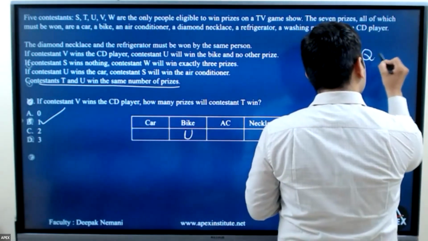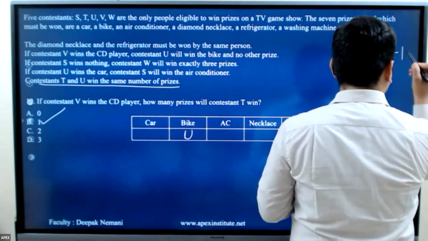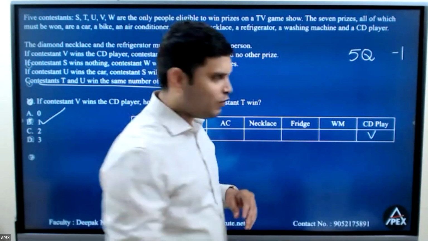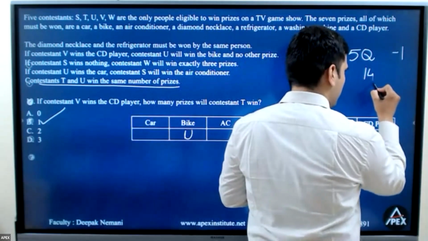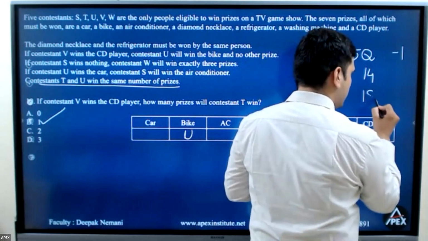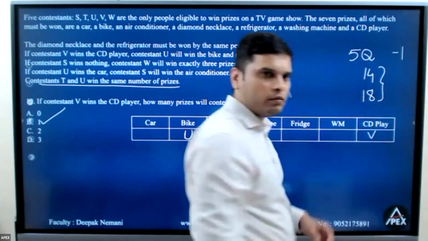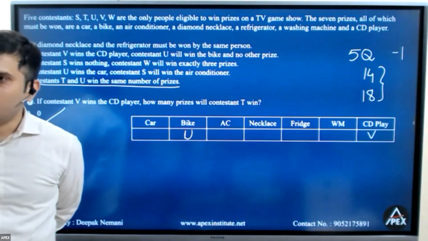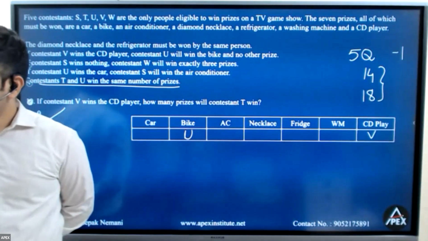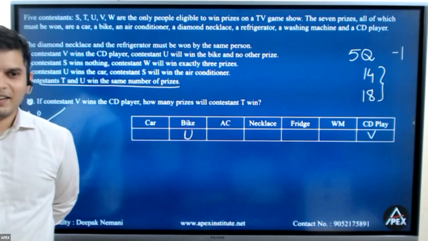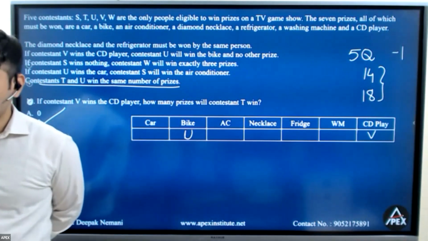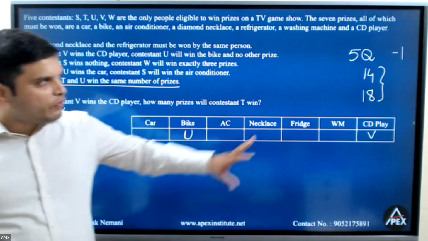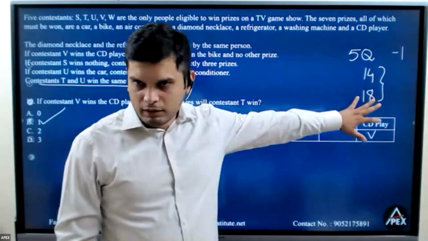5 questions and -1 penalty. Either your score should be 14, or if all 6 questions are right, 18. So how many of you scored less than 14 in LR? Okay, but please realize the minimum score in this paper should be 18.